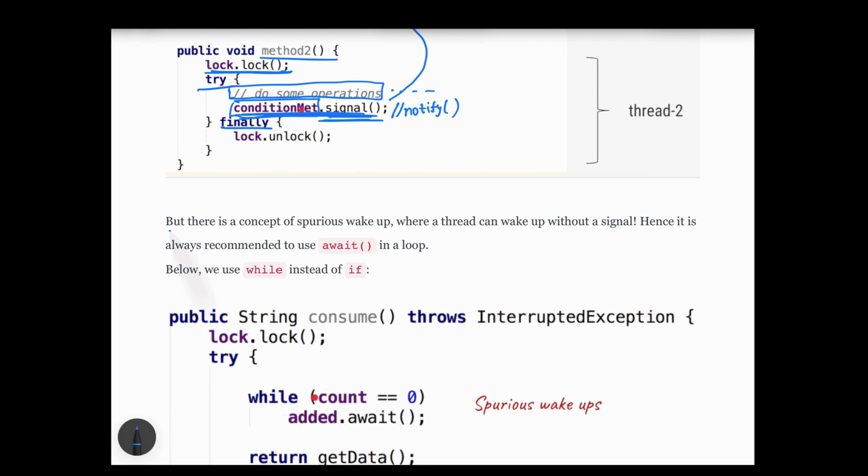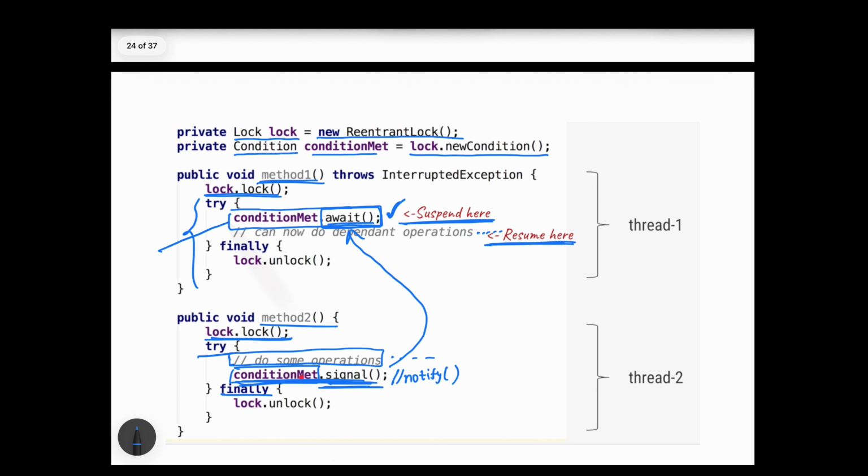There is a concept of spurious wake up. Spurious means fake or false. So a thread can wake up in a false way as well: a thread can wake up without a signal, so there is no signal, but the thread has woken up. Hence, it is always recommended to use await in a loop. Here, if you note, we have used await without any if condition or a for loop.